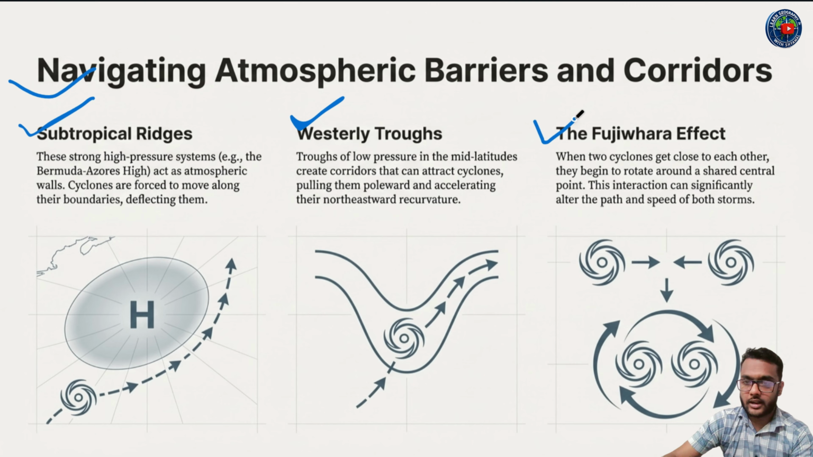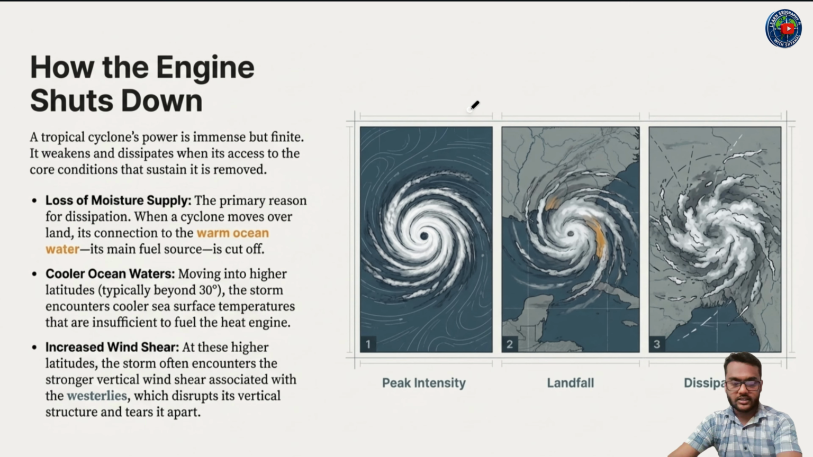recurvature. Then the Fujiwara effect: when two cyclones get close to each other, they begin to rotate around a shared central point. This interaction can significantly alter the path and speed of both storms. Okay, this is known as the Fujiwara effect.